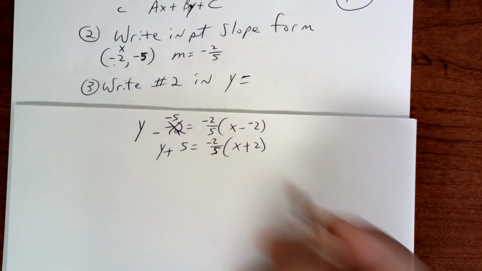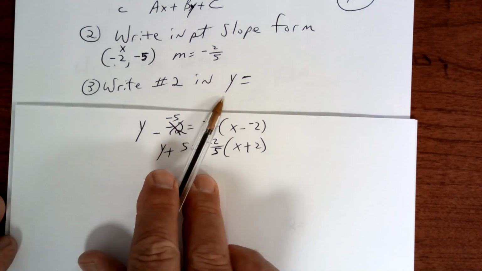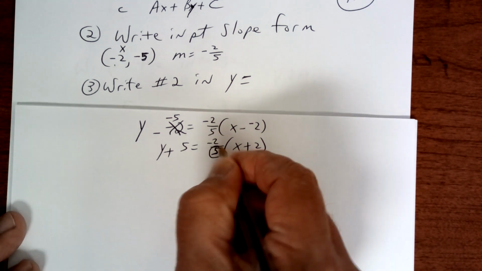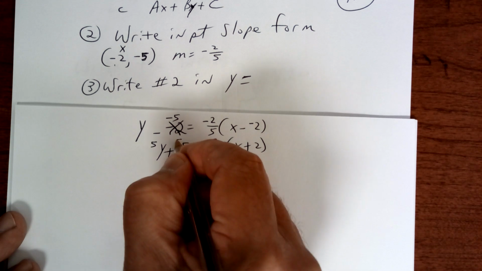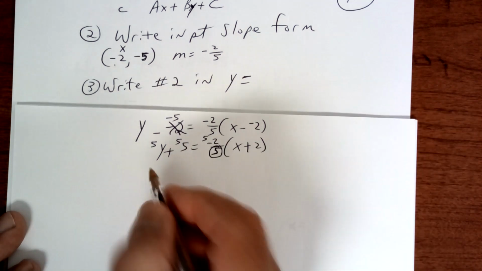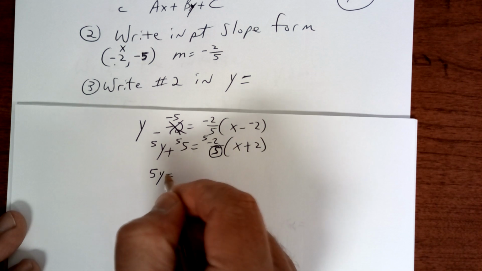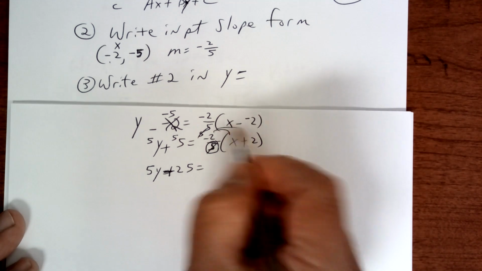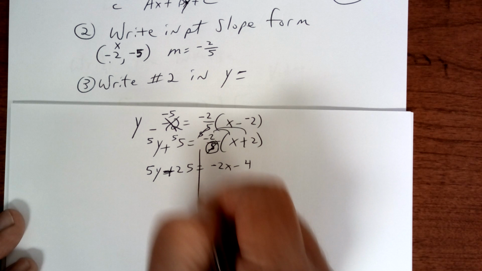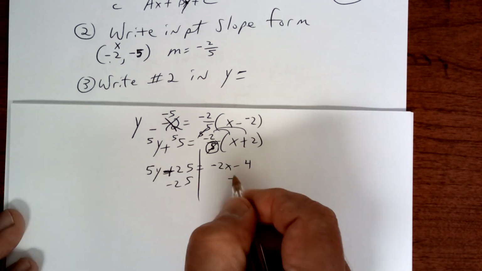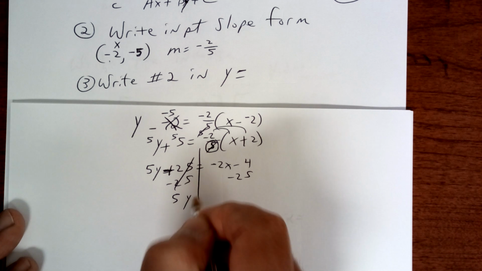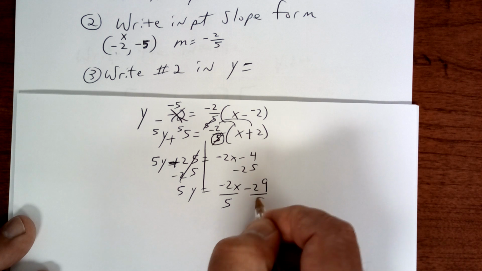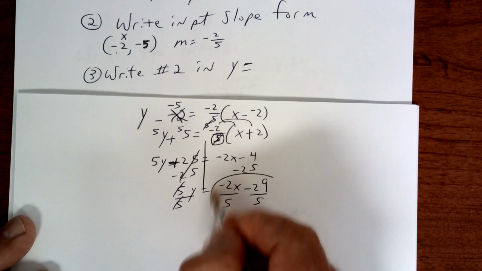Okay? Now the next one says get y by itself, so that's slope-intercept form. To get y by itself, I would get rid of this denominator here. So I would multiply by 5. When you do that, you get 5y plus 25. These 5's cancel and you're going to distribute, so you get -2x minus 4. And at this point, you're going to subtract 25 from both sides. Well, here you have the same sign, so you're going to add those and get -29. Then you're going to divide by 5. And when you do, you get your answer.